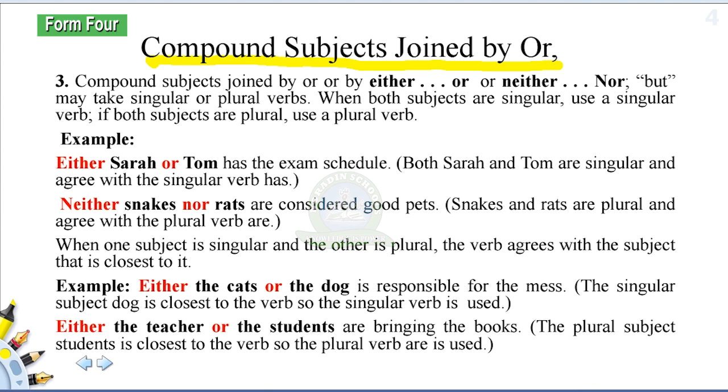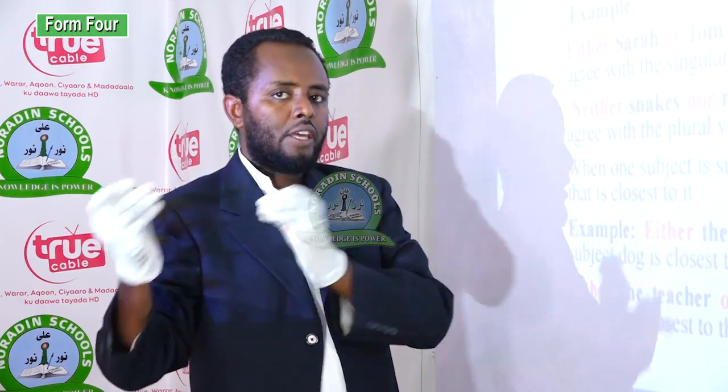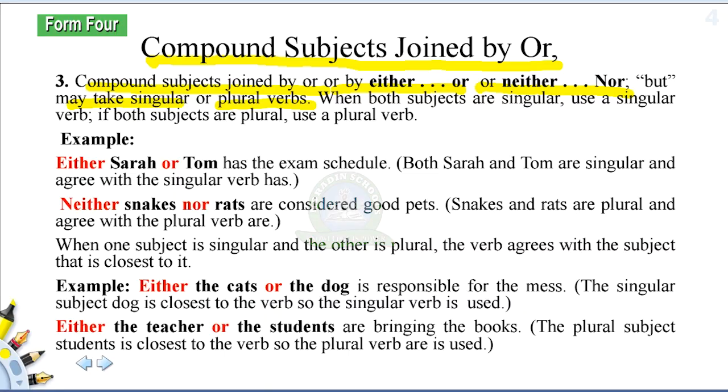Compound subject joined by or. In our previous slide, we were talking about and, but now we're talking about or. Compound subjects joined by or, by either or, neither nor, may take a singular verb or plural verb. When you are going to use either or, neither nor, we're going to use either a singular verb or a plural verb. If both subjects are singular, use a singular verb. If both subjects are plural, use a plural verb.